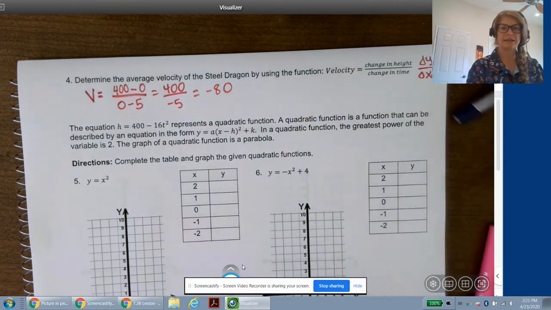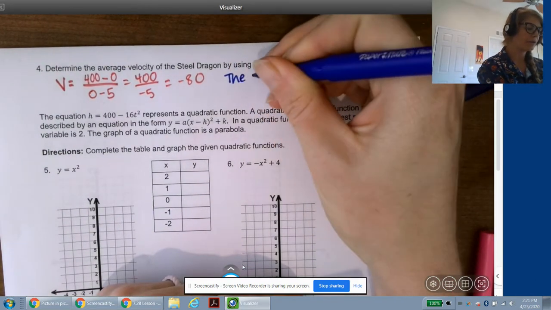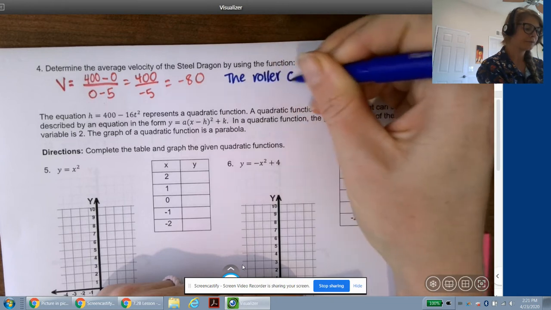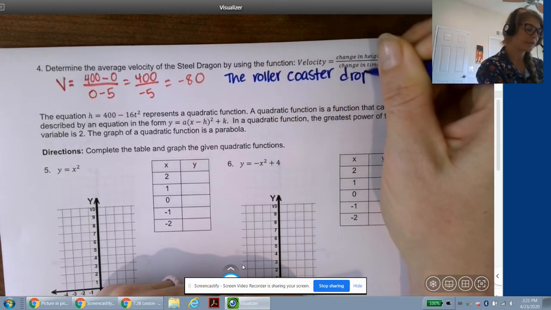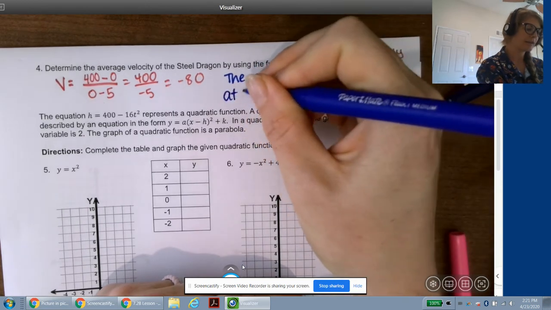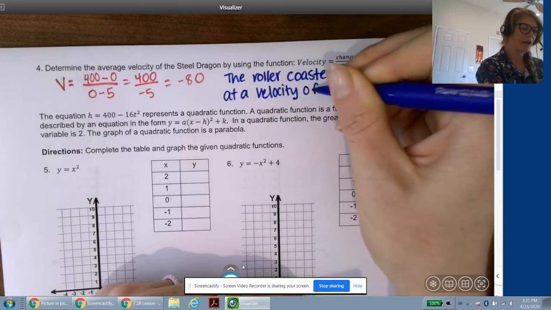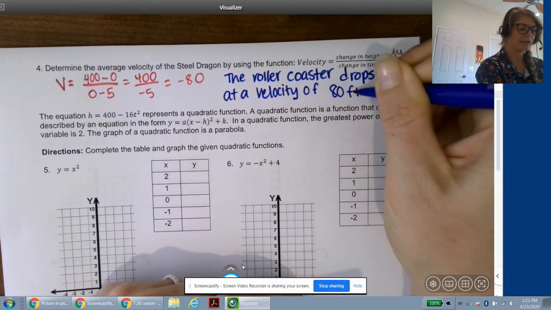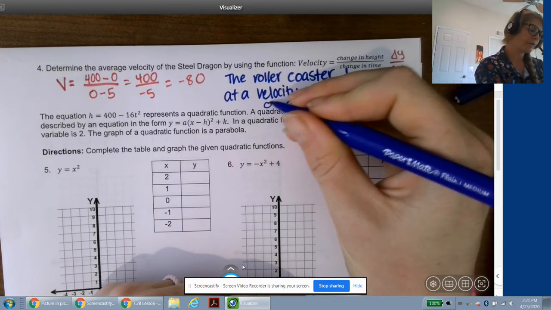So what does this tell us in our context? This tells us that the roller coaster drops at a velocity of 80 feet per second on average.